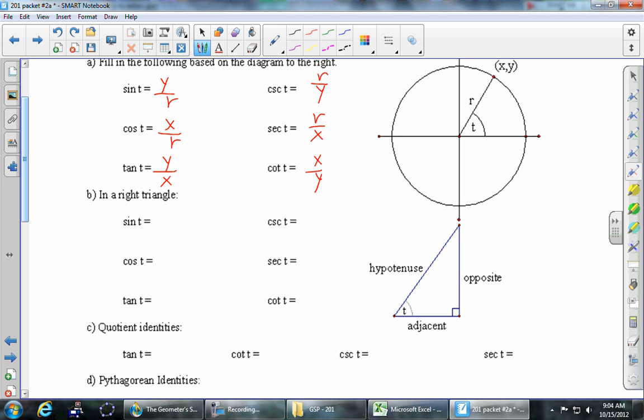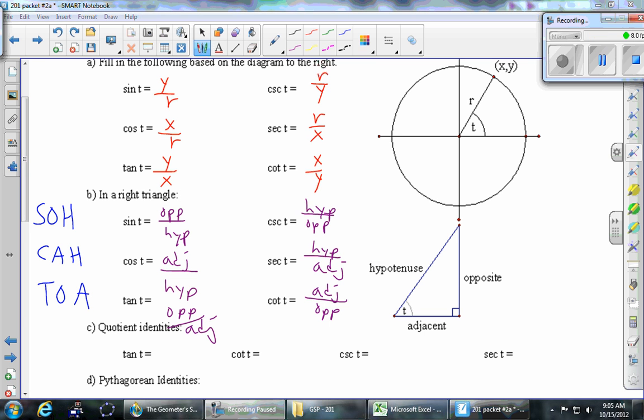Now we'll take a step back. Probably before you did anything with x's, y's, and r's, you used SOHCAHTOA and hypotenuses and opposites and adjacents. Can you guys with your neighbors fill in some combination of those 3 words for each of these trig functions? Opposite, hypotenuse, and adjacent. Check in with your neighbors. Okay, how are we doing with the SOHCAHTOA version of things?